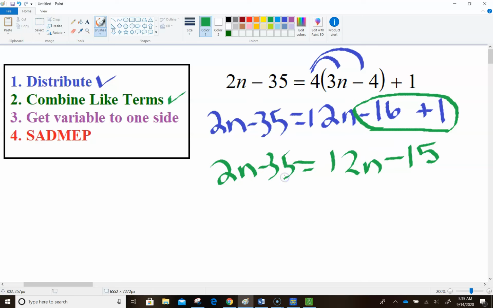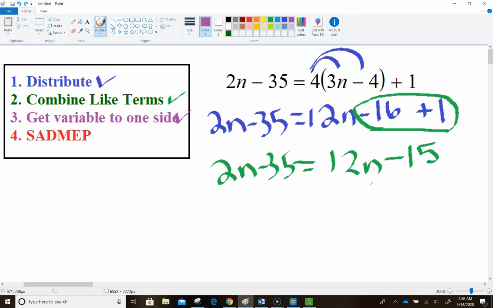And now I will check to see if the variable is on one side. So this is going to be the next thing I look for. Is the variable on one side? Well, I have a 2n over here and a 12n over here. The variable is not on one side. Before, we've just looked at equations where the variable was on one side, but here I have an n on both sides of the equation, and I'm solving, so I want to get that variable to one side. Now, you can go either way. I can subtract the 2n and get it to the other side, or the 12n. Try to keep your variable positive if you can help it.